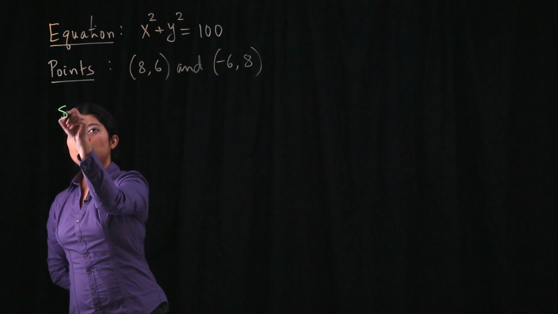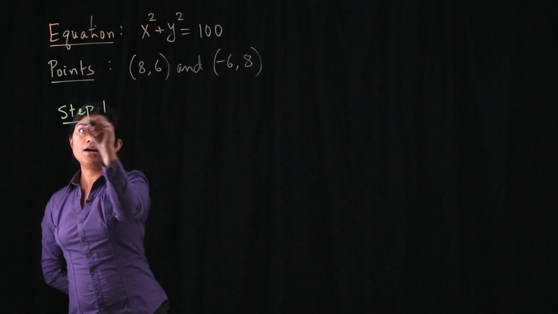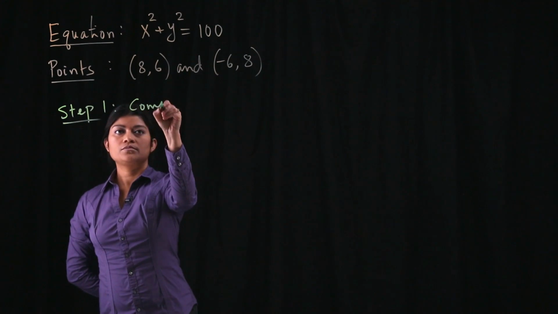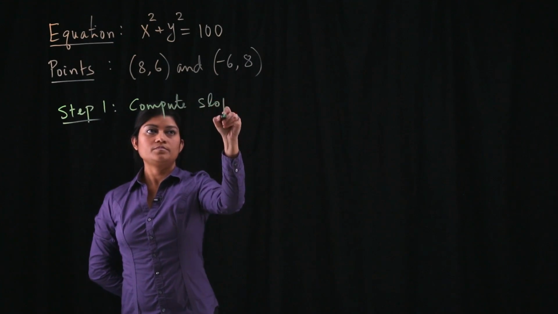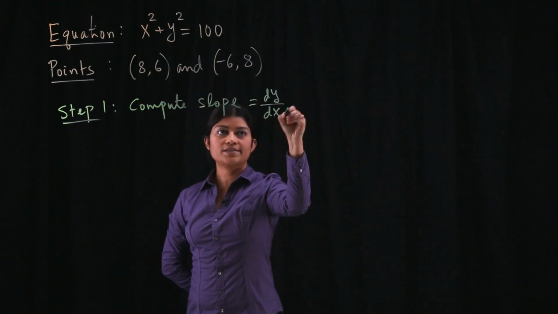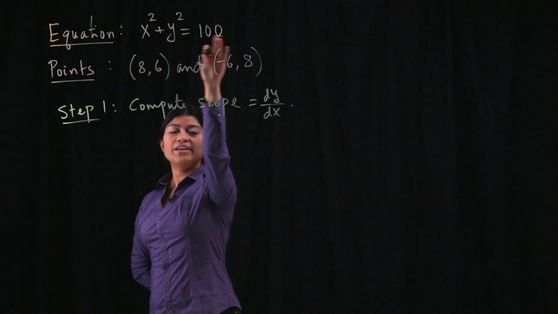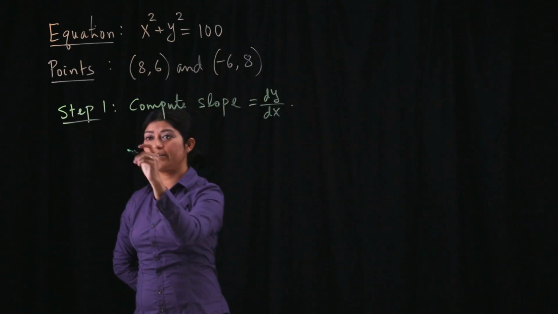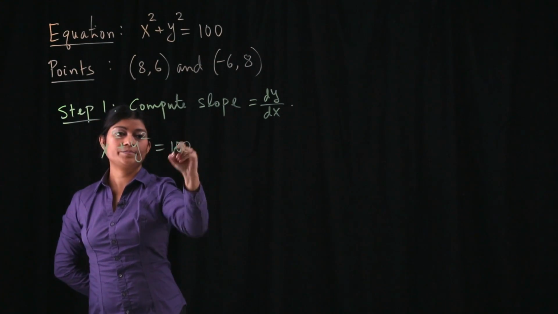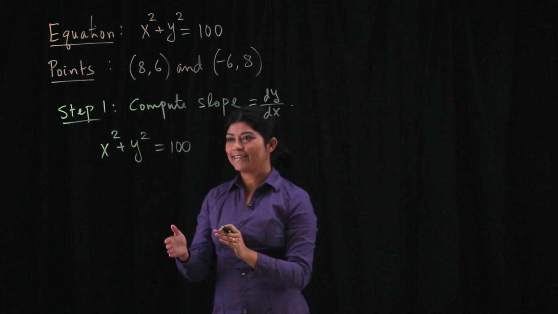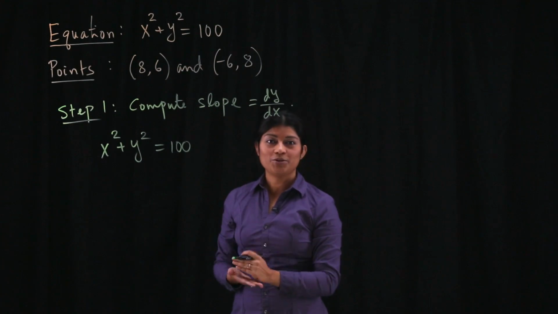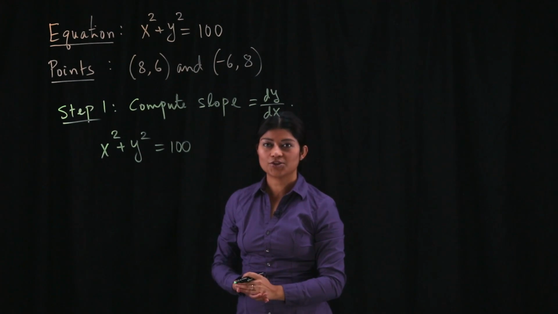So let's work this problem in a few steps. The first step will be to compute the slope. And you know that we have to compute dy/dx. Okay, so we have our equation, we have to compute dy/dx. So let's start there. The equation is x squared plus y squared equals 100. Now notice further that this is an implicit equation. It's not in explicit form. So in order to compute dy/dx, we need to do implicit differentiation.